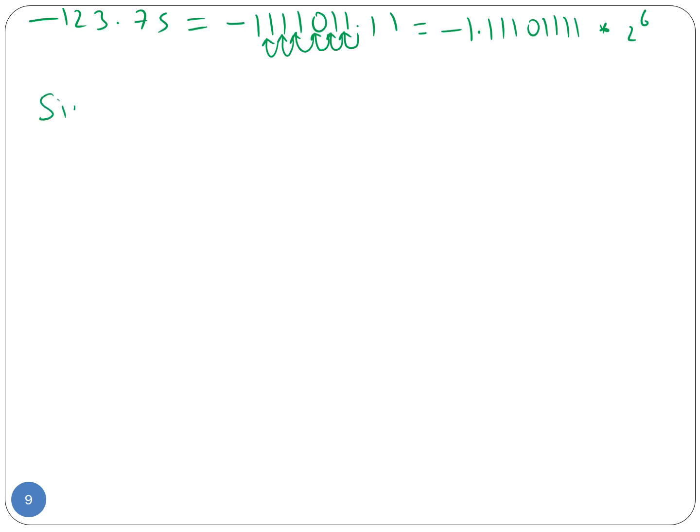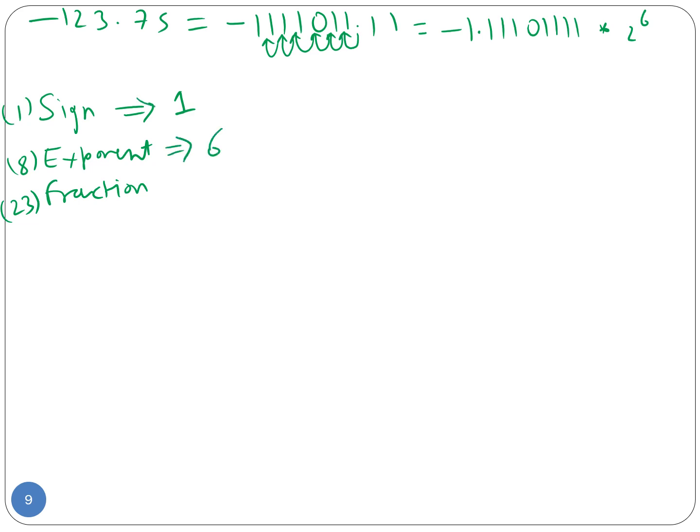Next we need to determine the sign bit, the exponent bits, and the fraction bits. Again, this is 1 bit, exponent is 8 bits, and the fraction is 23 bits, right? Because this is a negative number, the sign would simply be 1. So sign bit is 1. The exponent right now is 6. So 6 in 2's complement is basically 00000110. But we need to further translate this into excess 127 notation.